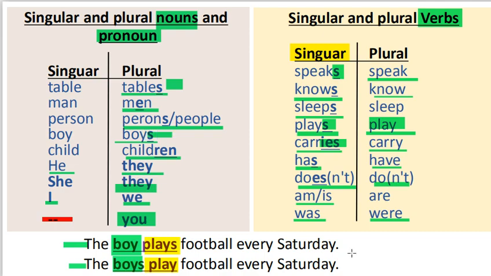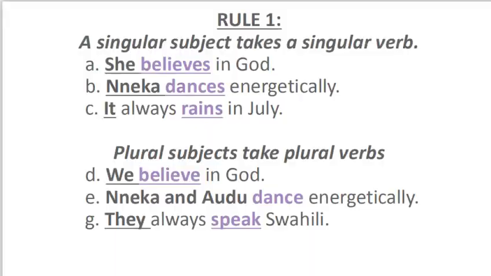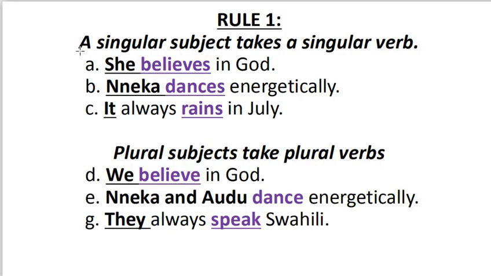Now let's move to the rules of Concord, beginning with rule 1. Rule 1 says, a singular subject takes a singular verb. A singular subject takes a singular verb, as we had in the case of the boy plays football every Saturday. We have more examples here as well.